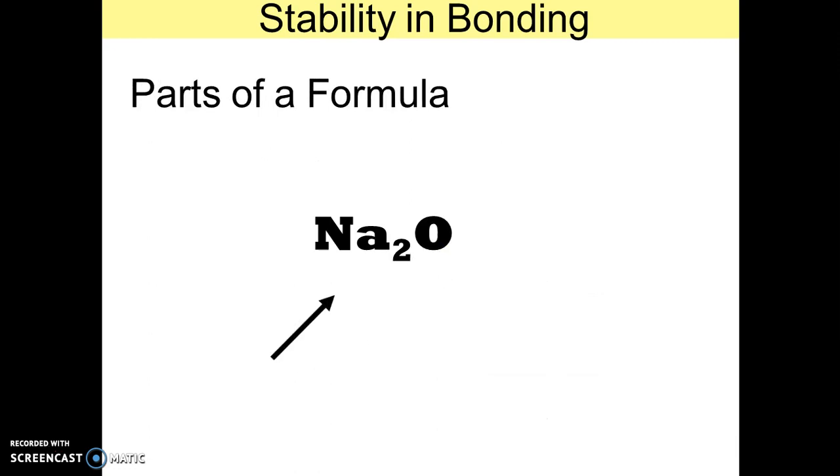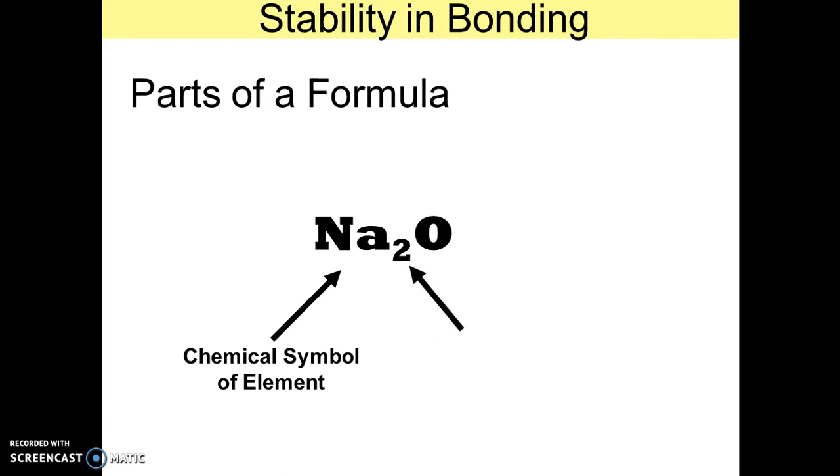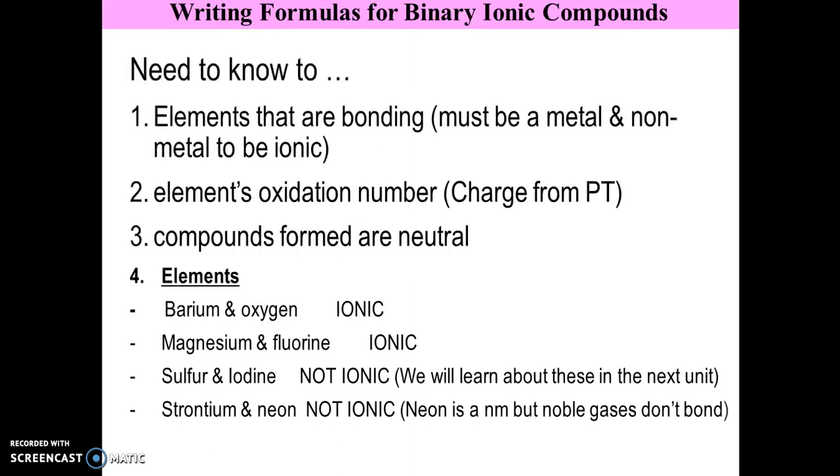So the parts of the formula that you have are your chemical symbols, and then you have the subscripts to tell you how much of each atom you have. So 2 sodiums in this example and 1 oxygen.